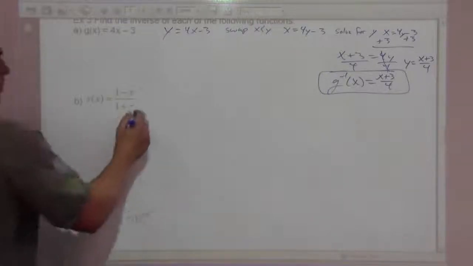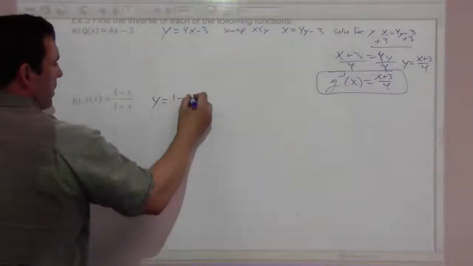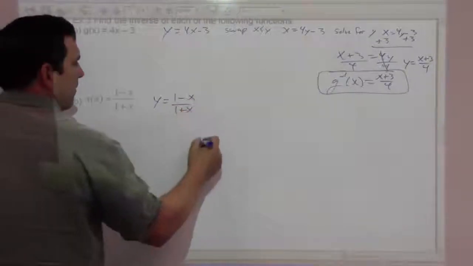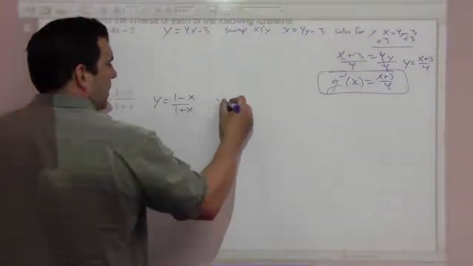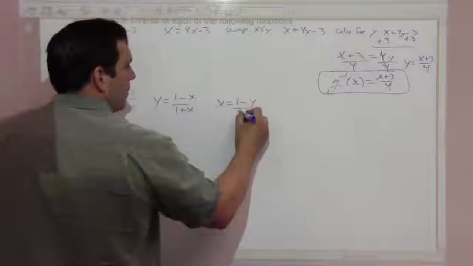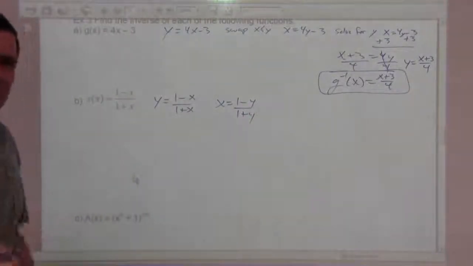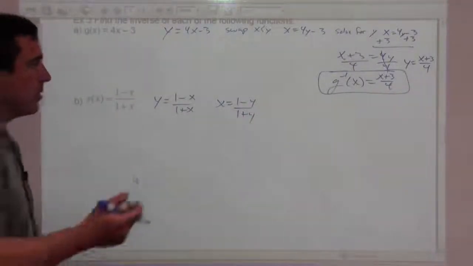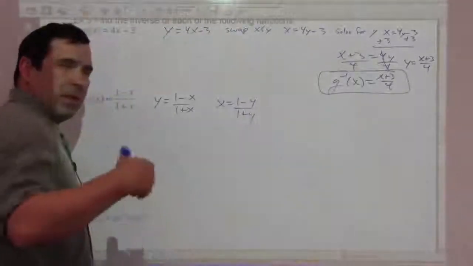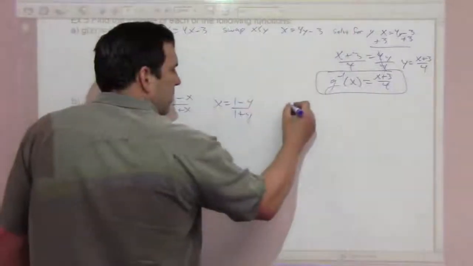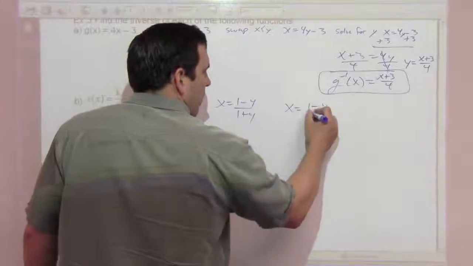For the next one, y equals 1 minus x over 1 plus x. Swap them. x equals 1 minus y over 1 plus y. And a problem like this tends to bring a little bit of anxiety for students. I understand that, and it can be a little tedious. So we're going to go through this process. We have x equals 1 minus y over 1 plus y.